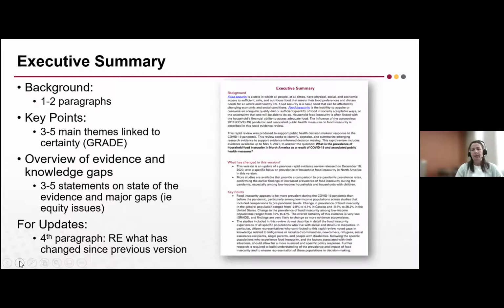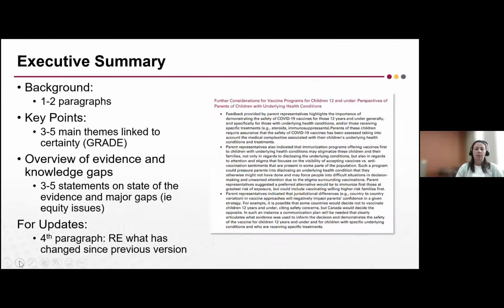And as I said, if it's an update, we have that first paragraph. And then in our most recent review, where we were very lucky to have 2 citizen partners, this was a review that was looking at COVID-19 and the risk for serious outcomes in children under 12 and what were risk factors for that. And with the information feedback that we received from our, I'll call them in this case, parent partners, we actually created a whole new section that we felt was really, really important to highlight for decision makers.